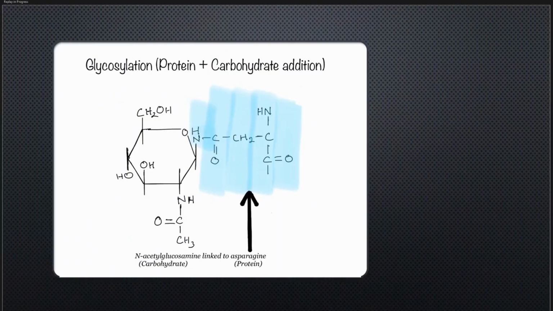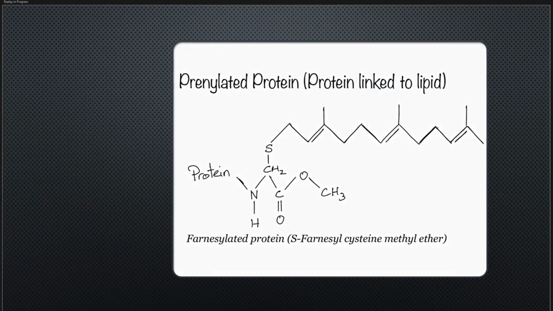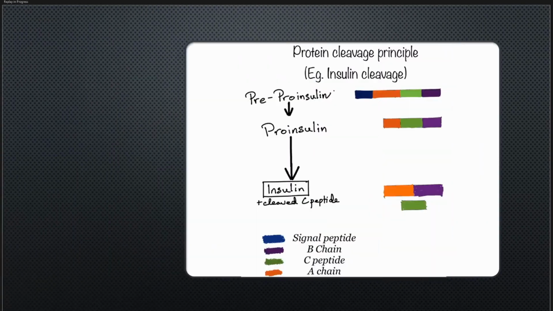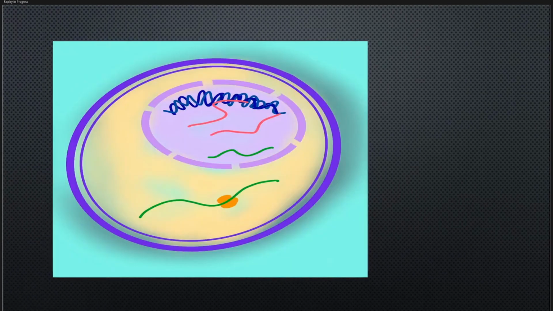Some major groups that can be added to a protein include carbohydrates through the process of glycosylation, lipids through the process of prenylation, and covalently bound metal-containing groups, or prosthetic groups. In addition to these additions, proteins can also be cleaved into smaller units to make them functionally active. For example, insulin is synthesized as pre-proinsulin, which is then cleaved into proinsulin and finally processed into insulin for its functional use. And finally, we will expand on protein distribution and trafficking.